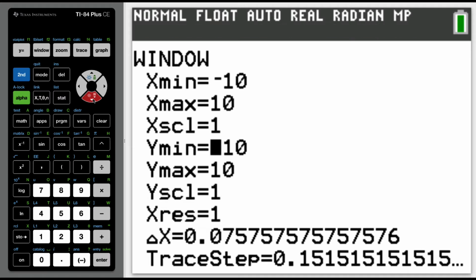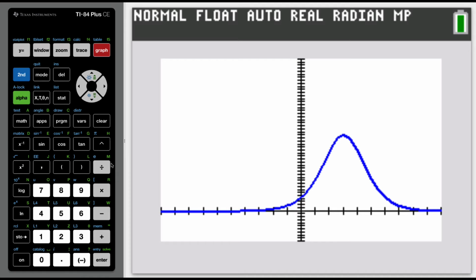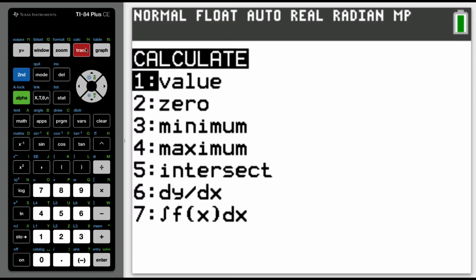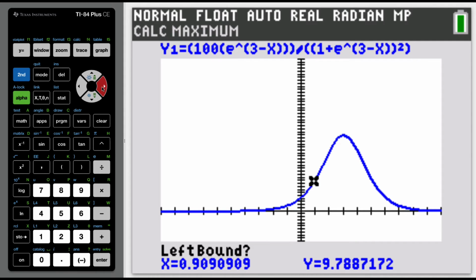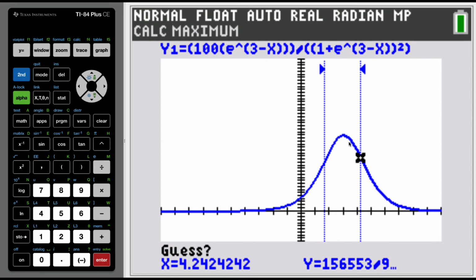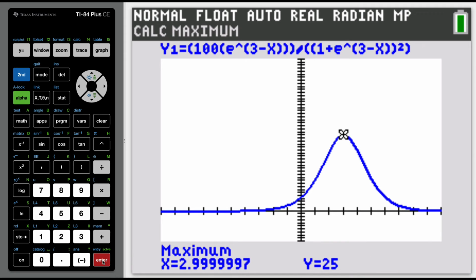So I'm going to bump my Y max. Right now it's at 10. I'm going to bump it up to 50, and then I'll hit graph again. So I can see this bump in the graph in here. I want to find that maximum point. So I'm going to do second trace and go down to option number 4. That's the maximum. It asks for a left bound point, so we want to pick a point on the left side of this bump and hit enter. And then it asks for a right bound point, so I want a point on the right hand side of that bump, hit enter. We can take a guess, but we don't have to. I'm just going to hit enter again.